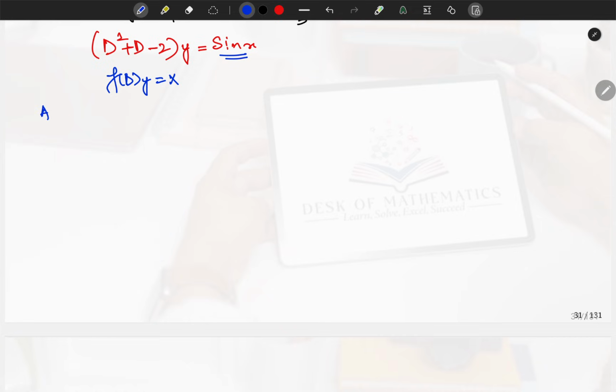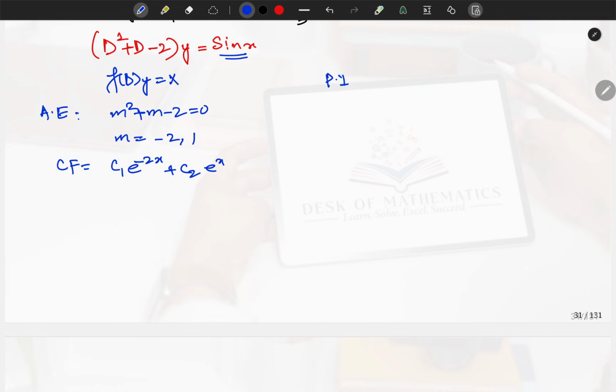So first of all, you have to find the auxiliary equation, that's m squared plus m minus 2 is equal to 0. By the quadratic formula, you will find that your m will be minus 2 and 1. So both are real and distinct, so it means that the complementary function will be c1 e raised to the power minus 2x and c2 e raised to the power x.